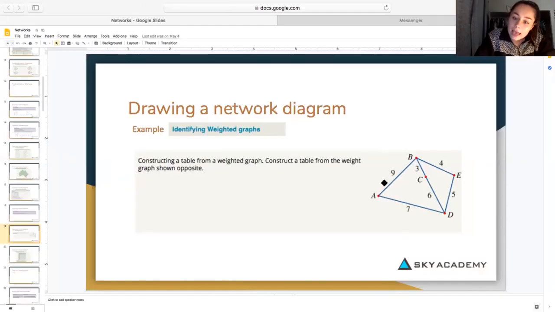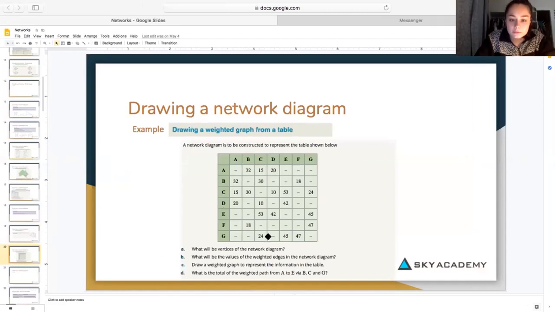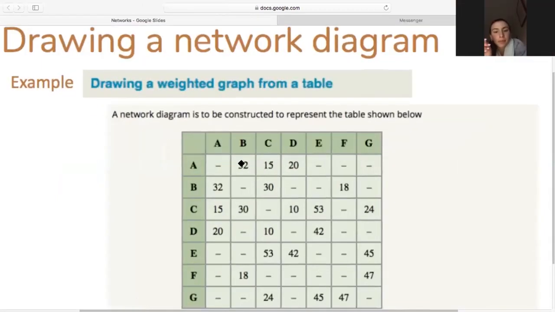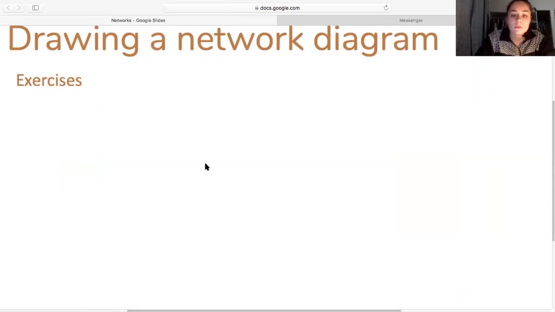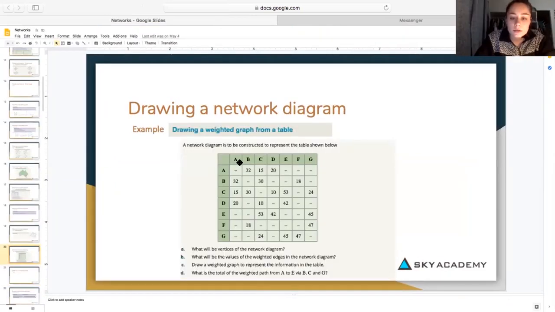Number between A and B. Yeah, so that has a weight of 9. Normally, see how this matrix here has all the numbers? So that means, oh, where did it go? Yeah, so between A and B, there's an edge with a weight of 32. So that's what that meant.